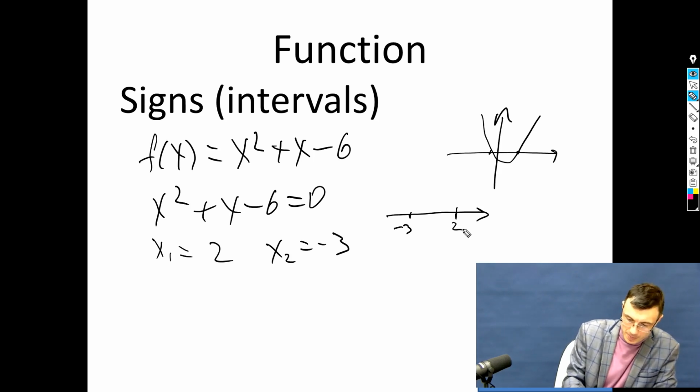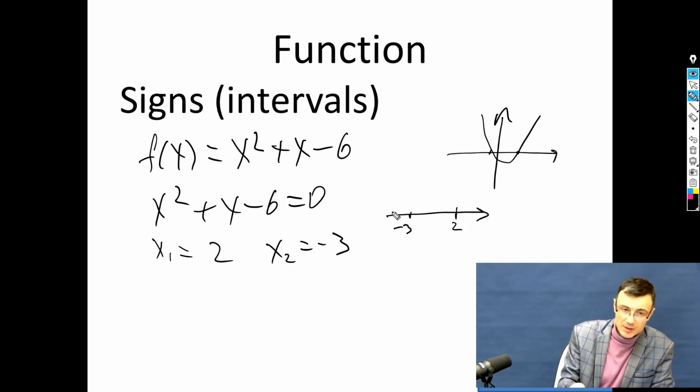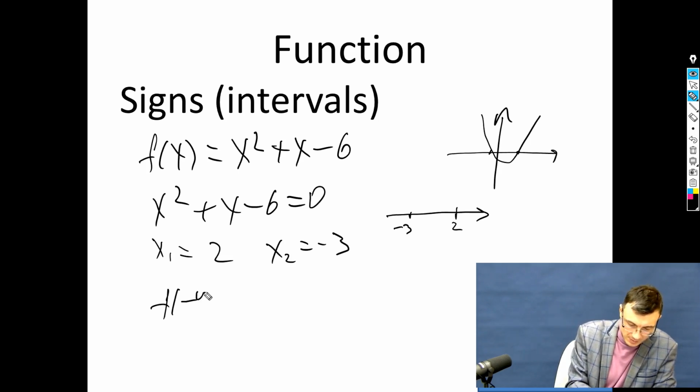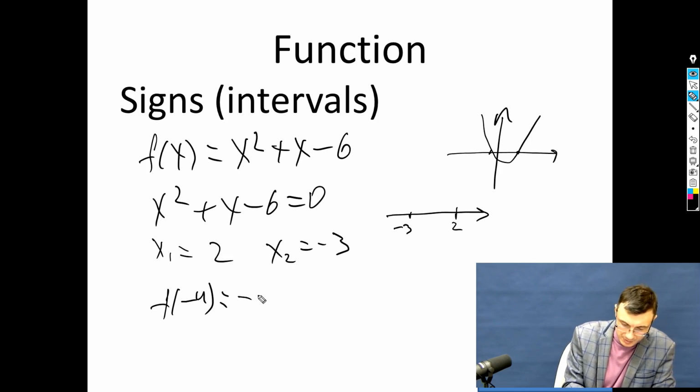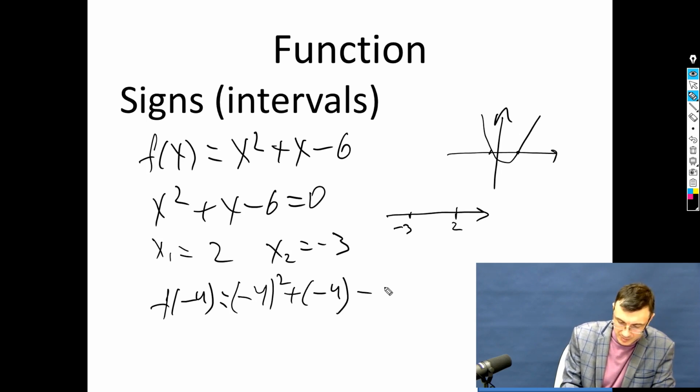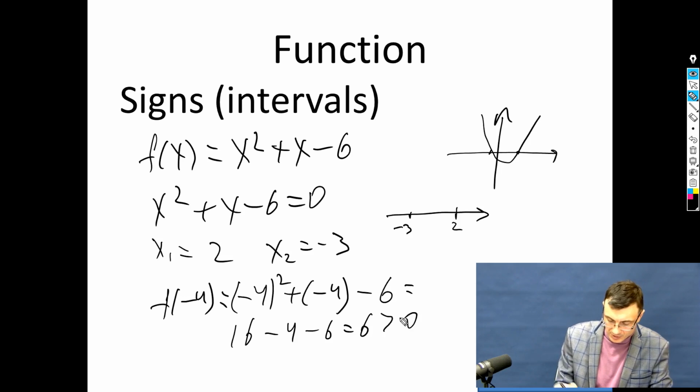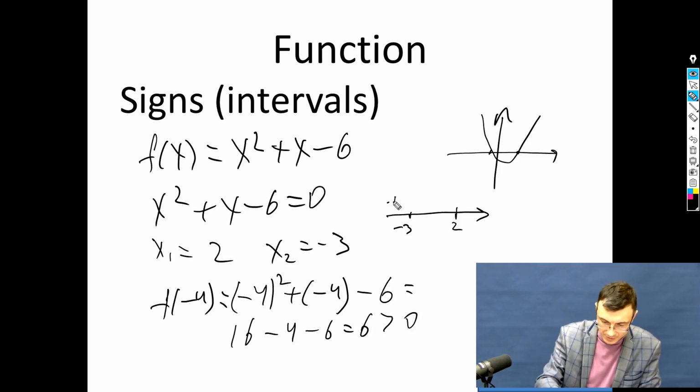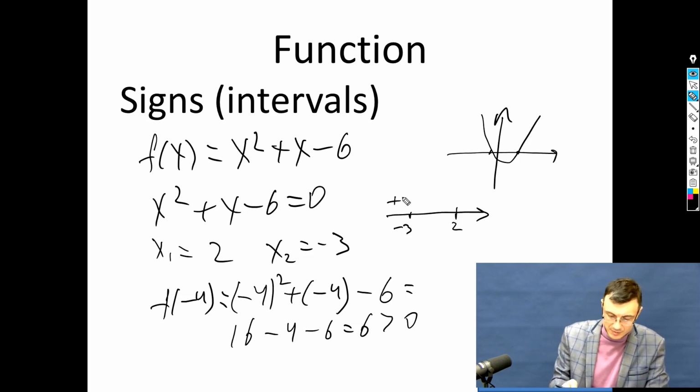So then we can have any point left of minus 3, which can be minus 4, and it will be minus 4 in exponent 2, minus 4, then minus 6, it will be 16 minus 4 minus 6, more than 0, so we have here plus.